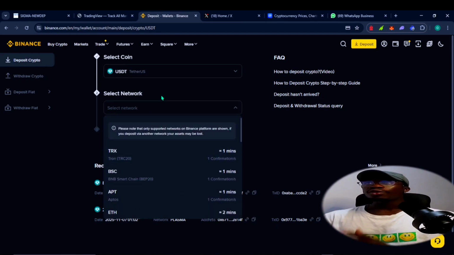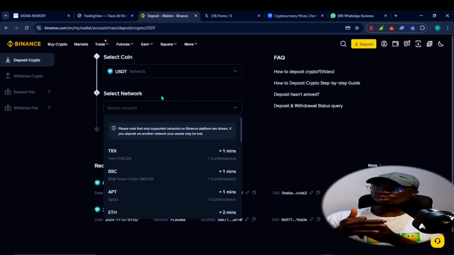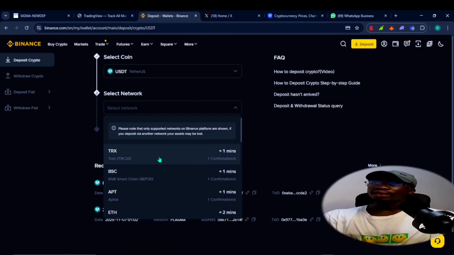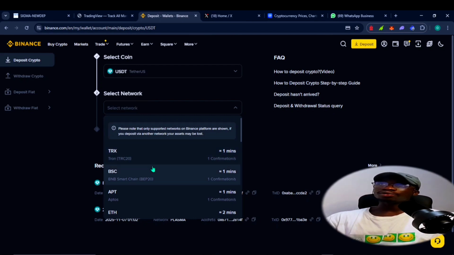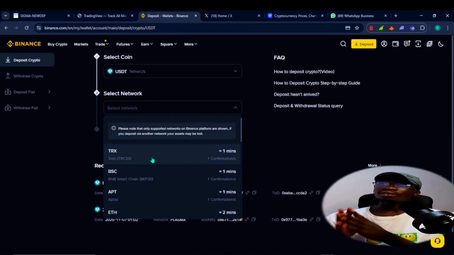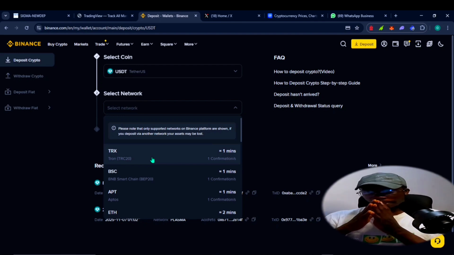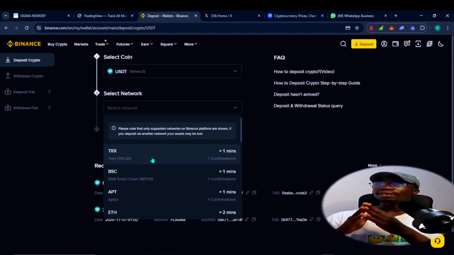So you would have to choose the particular network with which you want to send. There is something you need to do here, and that is to make sure the network you are choosing is also available on the wallet you want to send from. So let's just assume I'm sending from the Trust wallet. If you don't know what a network is, a network is like a channel through which you can make payments or do transactions in the crypto space. When I say channel, technically speaking, I mean blockchain.